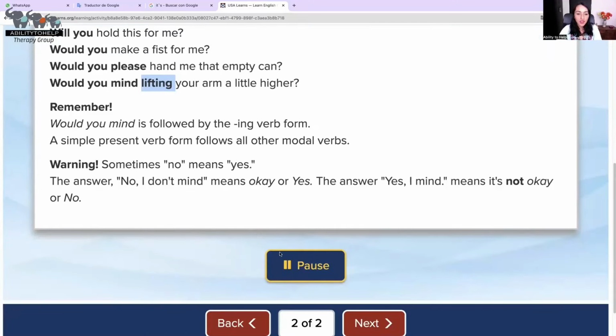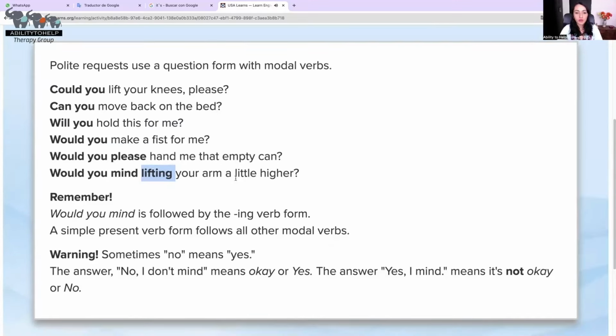So let's review. Polite requests use a question form with modal verbs. Could you lift your knees, please? Can you move back on the bed? Will you hold this for me? Would you make a fist for me? Would you please hand me that empty can? Would you mind lifting your arm a little higher?